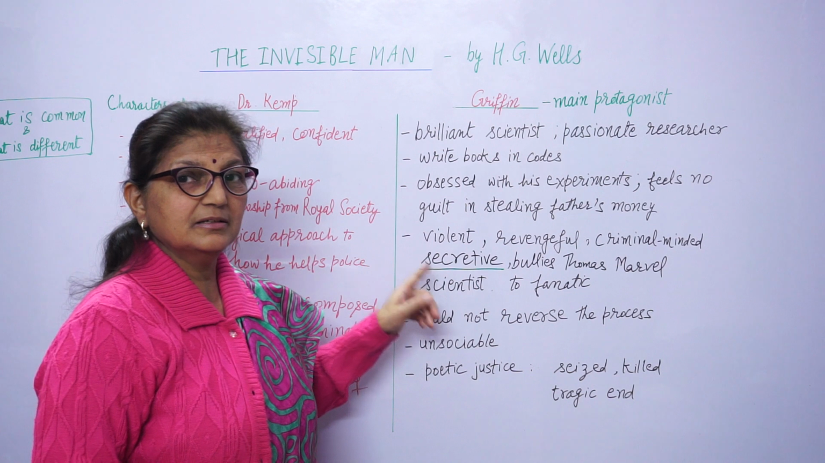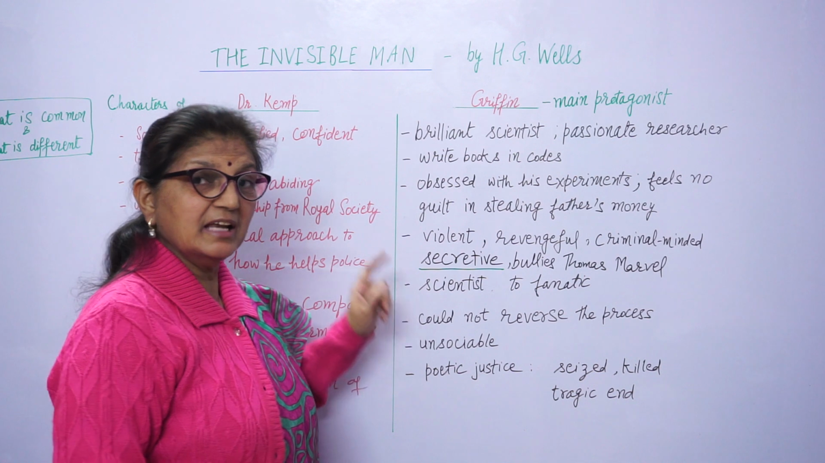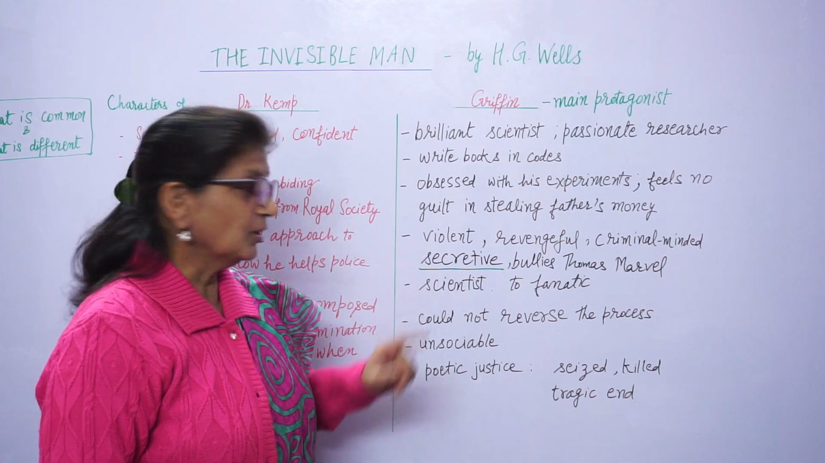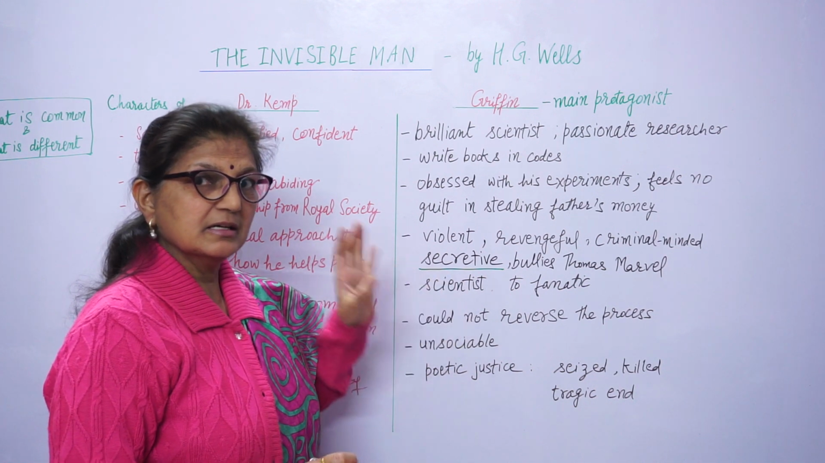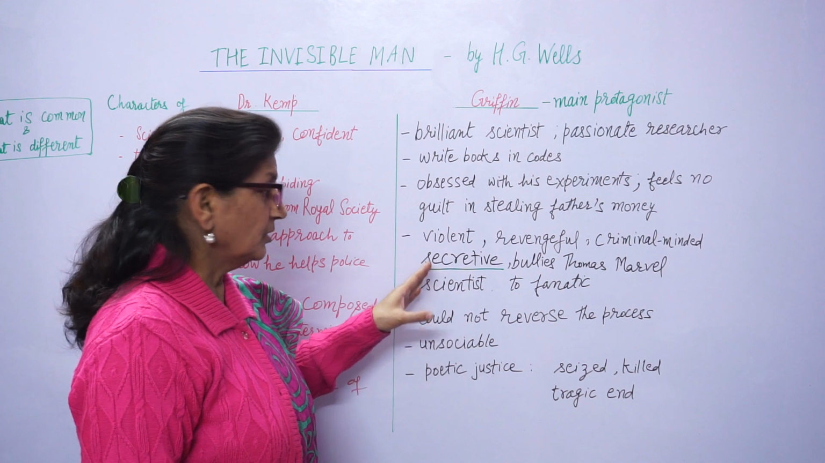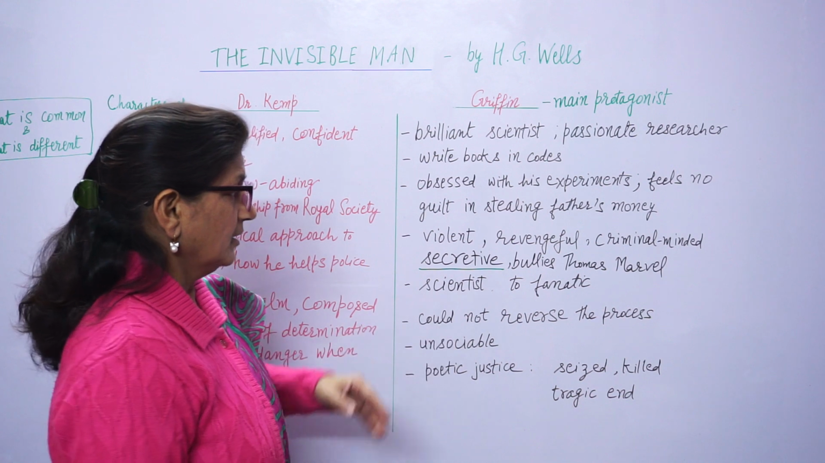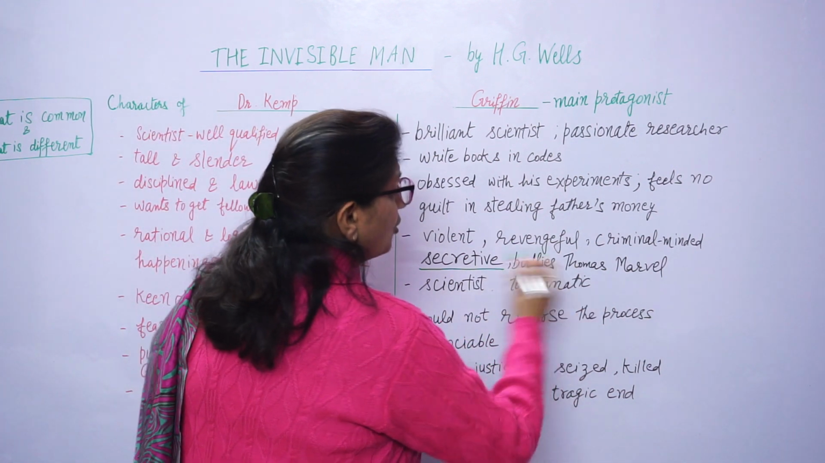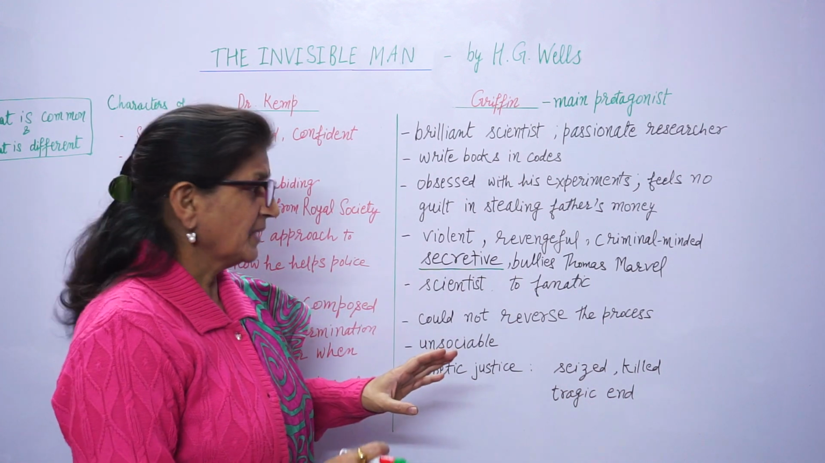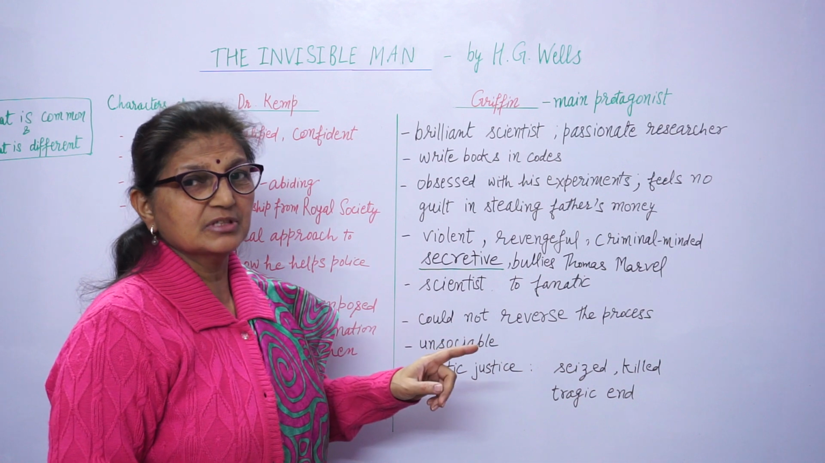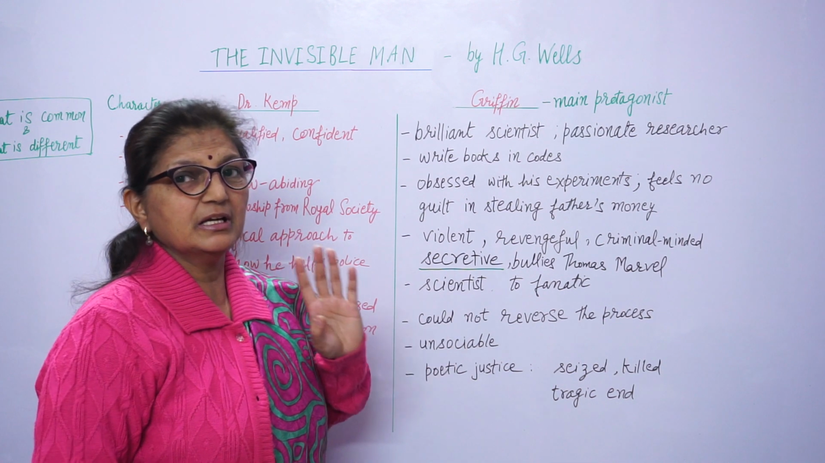When he invented chemicals for becoming invisible, he did not tell even his senior because he thought that his senior would take credit for the invention. So in this way he was, you can say, clever and cunning also. He is violent, bullies Thomas Marvel. He uses Marvel for his purpose and threatens him many times that if he would betray him, cheat him, he would be killed by him.